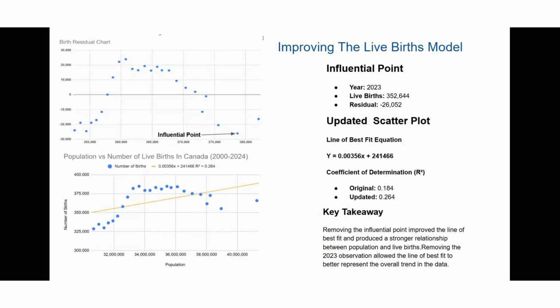Next, this is how we can improve the model. First, I made a residual plot because I wanted to see the biggest, most influential point. I found it was in the year 2023, where the live births were 352,644, which is 26,000 below its expected value. So on the line of best fit, it was 26,000 below that. On my new graph, this is the line of best fit equation.